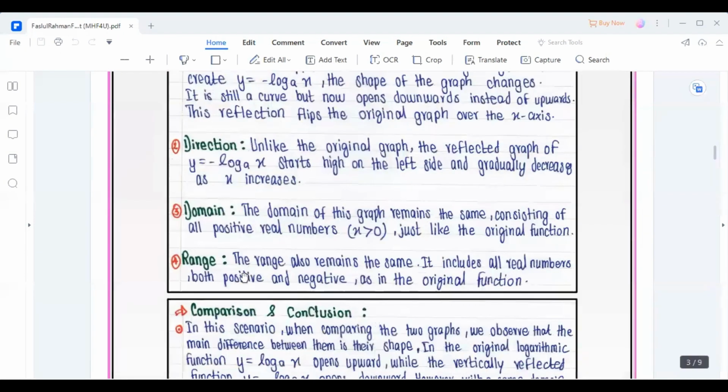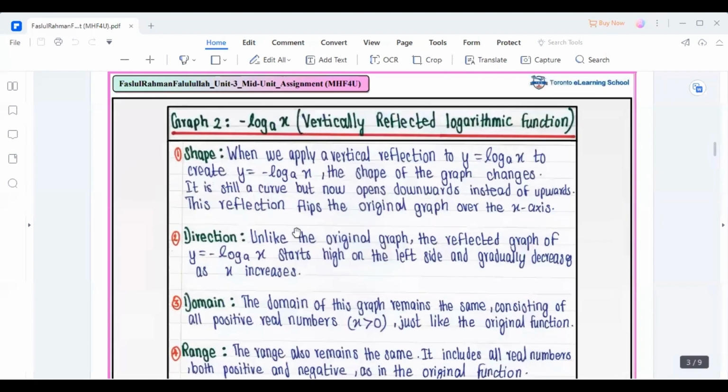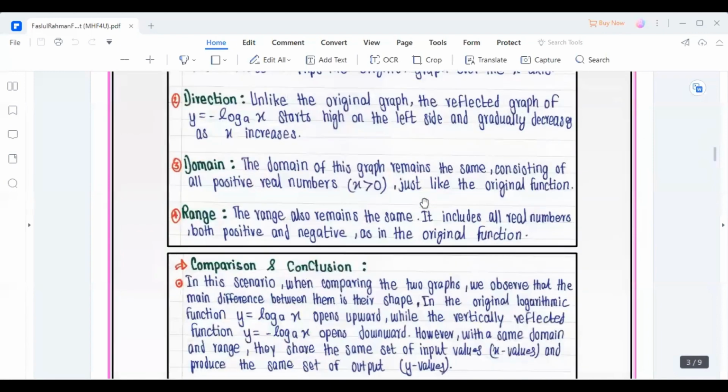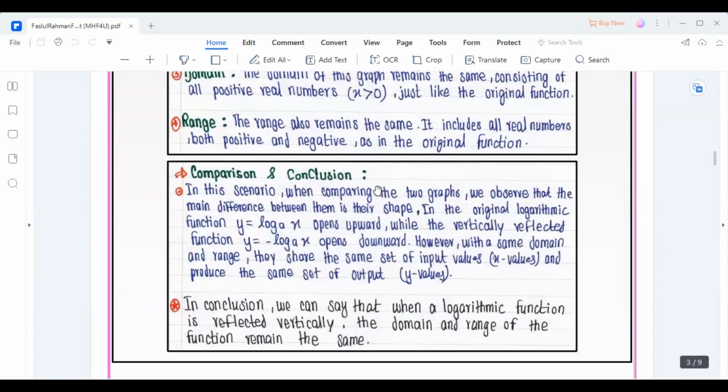Fourth one is the range. The range also remains the same. It includes all real numbers, both positive and negative, as in the original function. Therefore, the range is equal to y is an element of R. Finally, comparison and conclusion. When comparing the two graphs, we observe that the main difference between them is their shape. The original logarithmic function, y equal log ax, opens upward, while the vertically reflected function, y equal minus log ax, opens downward.